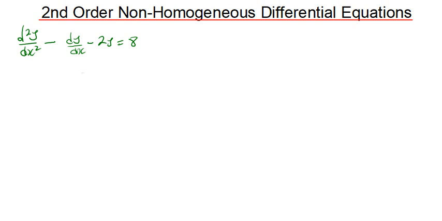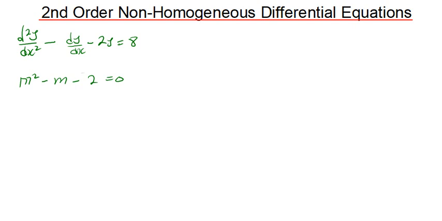The first thing that we do is solve the homogeneous differential equation. You might wonder, why am I talking about homogeneous when overall it is non-homogeneous? Yes, it's non-homogeneous, but the first step is to always solve the homogeneous differential equation. We just need to come up with the auxiliary equation of that, which is m squared minus m minus 2 equals 0.